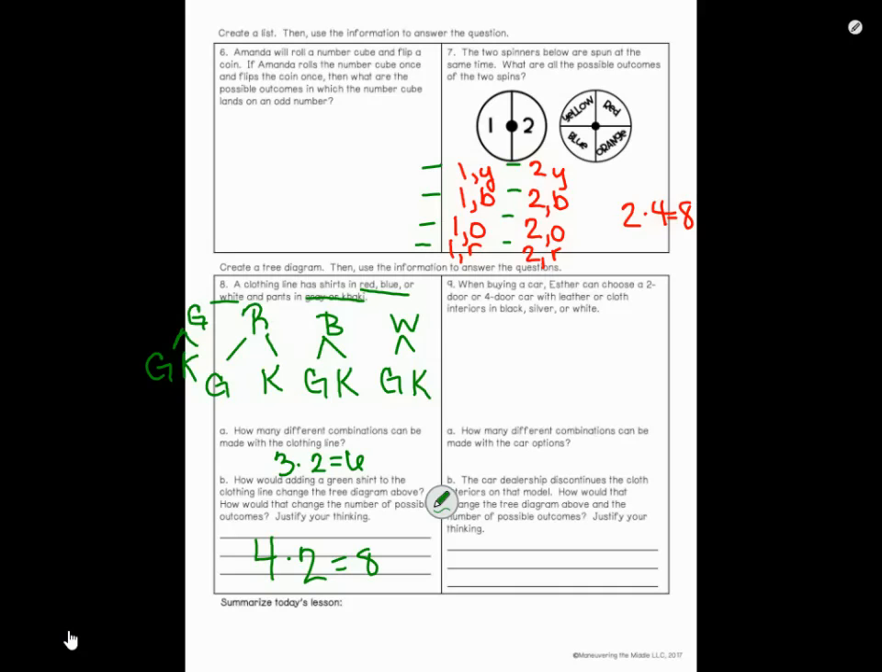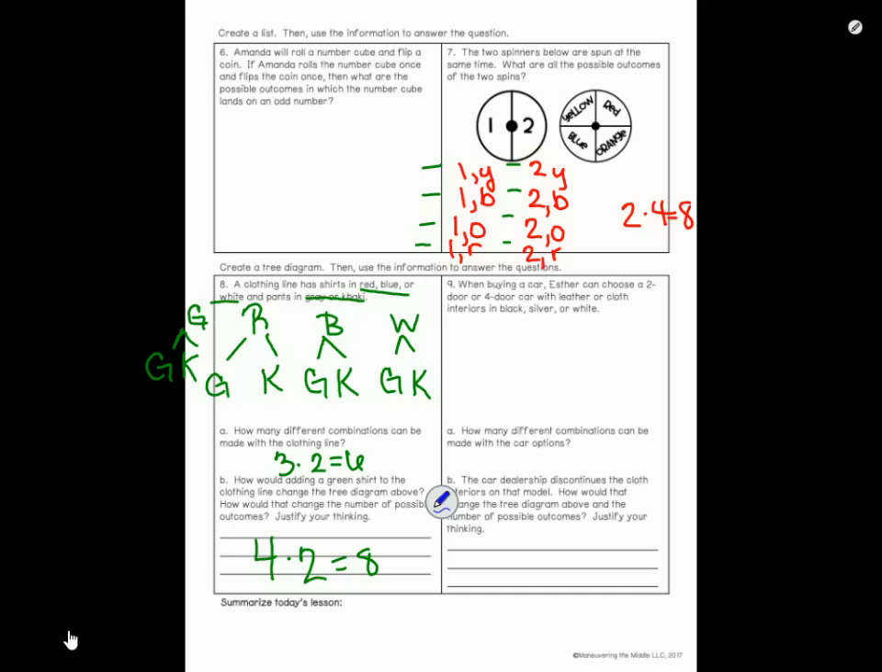When buying a car, Esther can choose a 2-door or 4-door car with leather or cloth interiors in black, silver, and white. So if we think about that, we've got 3 different types of information. We have the amount of doors, we have leather or cloth for the interior, and then we have a color. So we've got 3 different types here. All right, so if we have 3 different types, that means you're going to be multiplying 3 different numbers.